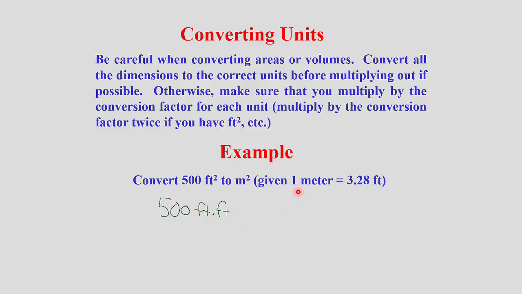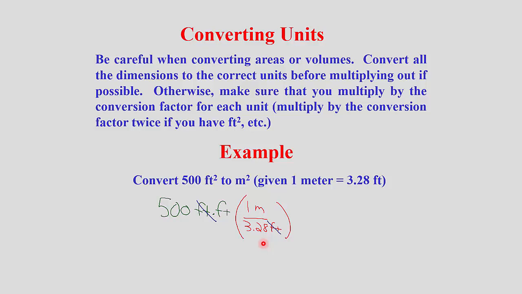So we're given a conversion factor from a couple slides ago. 1 meter equals 3.28 feet. And so when I set this up, I'm going to have meters in the numerator, feet in the denominator. So I have 1 meter over 3.28 feet. But if I just do that conversion factor, that only gets rid of one of my units of feet. If I just did that, my units on my final answer would be feet meters, not square meters. It only converted one of the units of feet to meters.